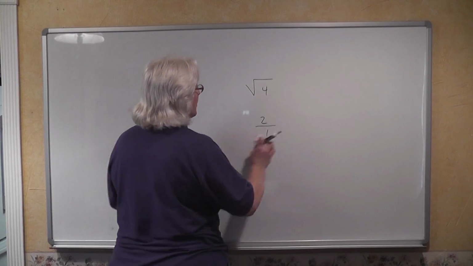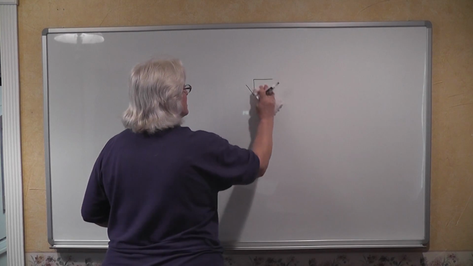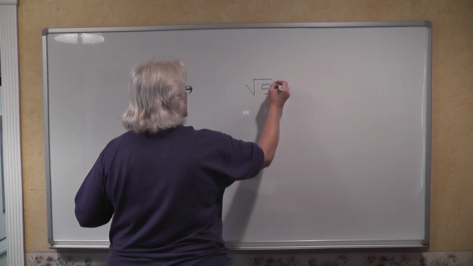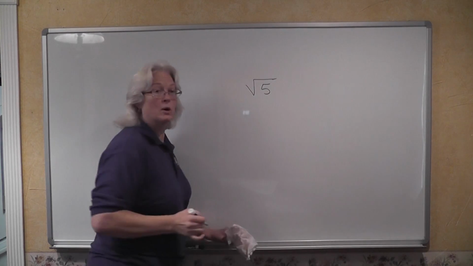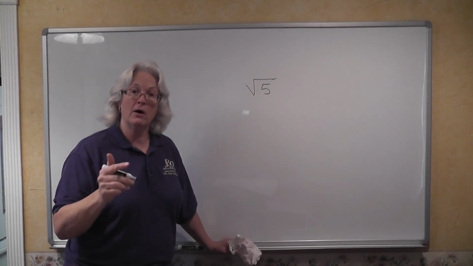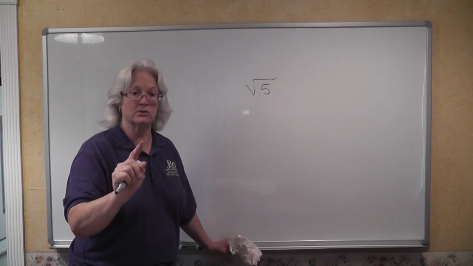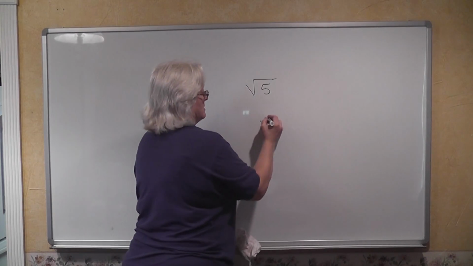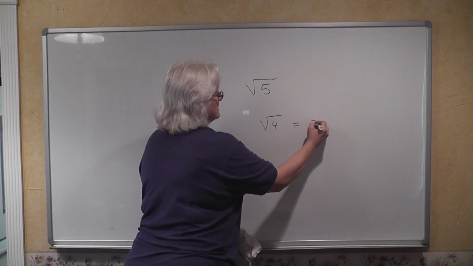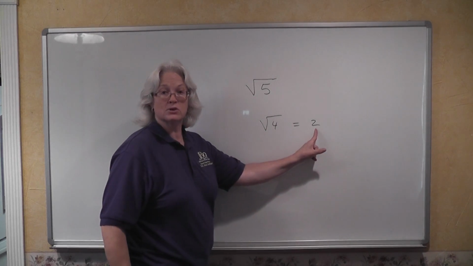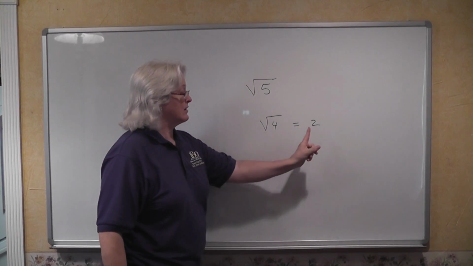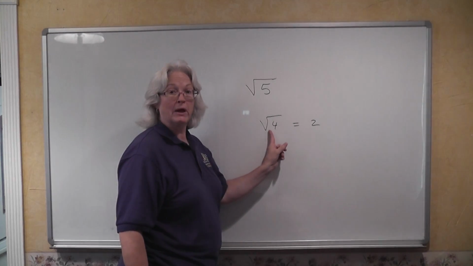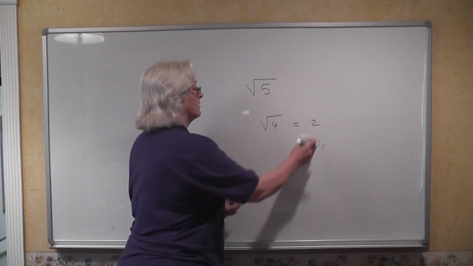But there are far more square roots that you can't write as a fraction. Square root of 5 is one of those. There's not an integer that, if you use it as a factor twice... here, the square root of 4 is 2. 2 is an integer. When you use it as a factor twice and you say 2 times 2, you get your radicand back, correct? 2 times 2 is 4.